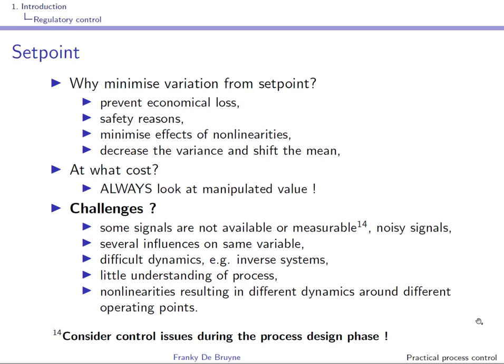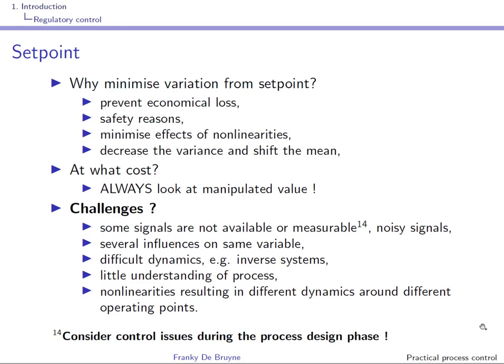Variations around the set point must also be kept under control for security reasons, safety reasons. Think of pressure in a boiler or the level in a tank. Keeping the process value PV around the set point SP will also maintain the process around a working point, and this might minimize the effects of non-linearities.